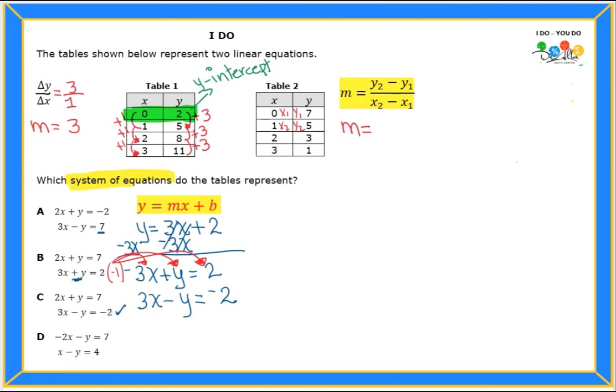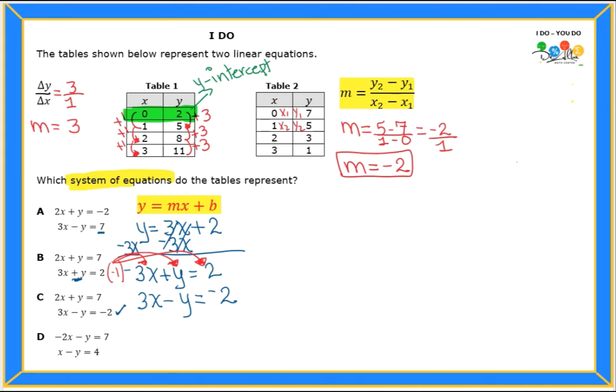So let's go ahead and substitute. Y of 2 is 5 minus 7. And the next will be 1 minus 0. What's 5 minus 7? Well, 5 minus 7 gives me a negative 2. And 1 minus 0 gives me a 1. I can rewrite it without the 1 from the denominator because it's not needed. So my slope is negative 2. So this is my slope for table number 2. Okay, are we good so far?